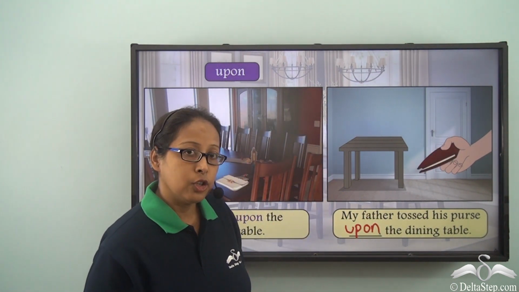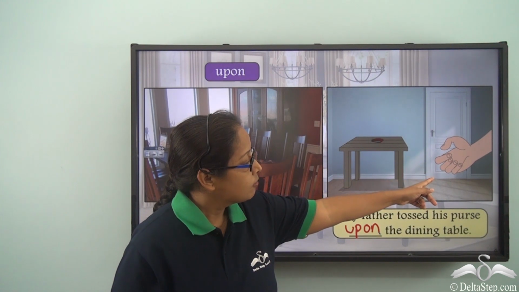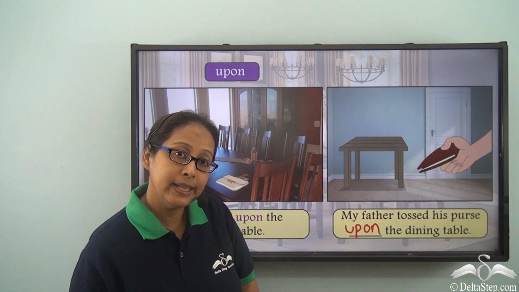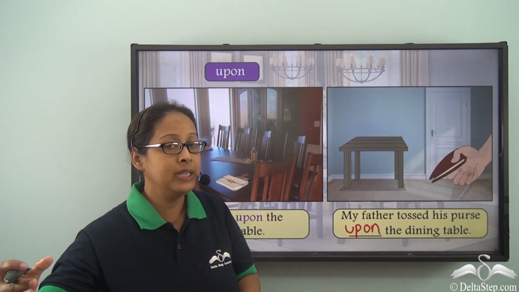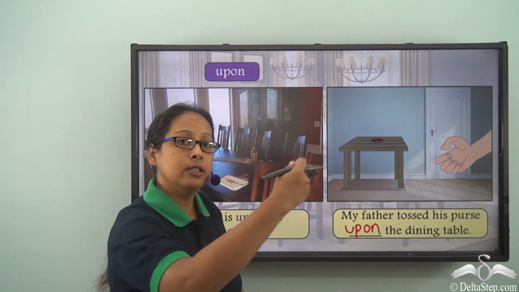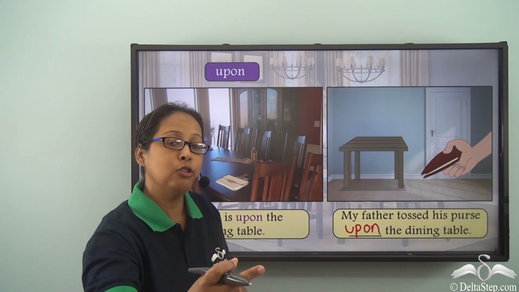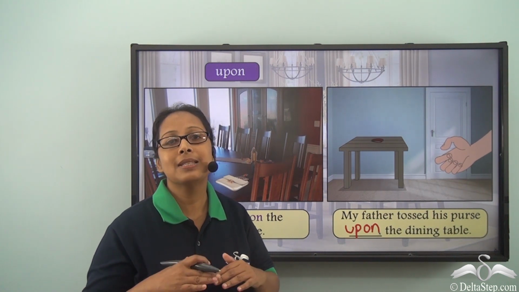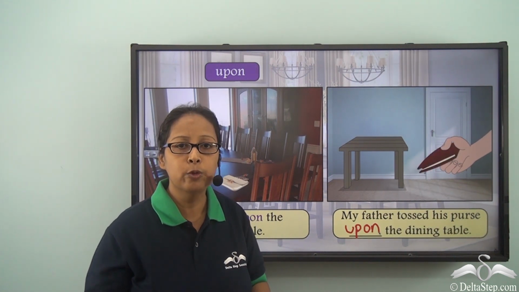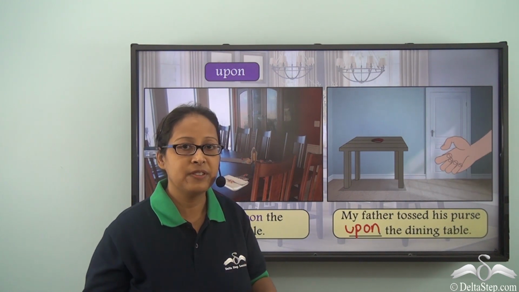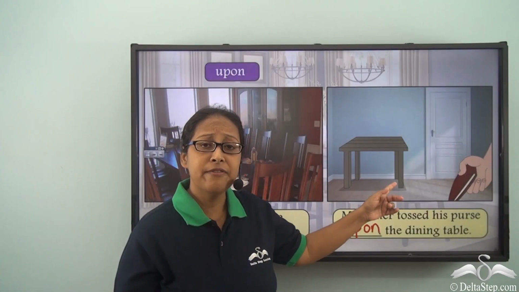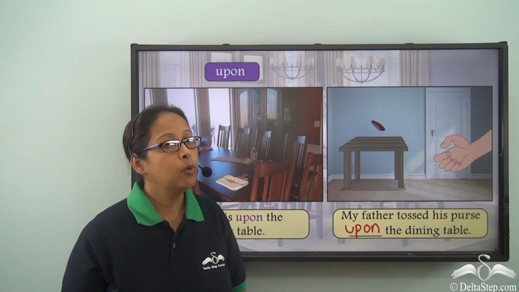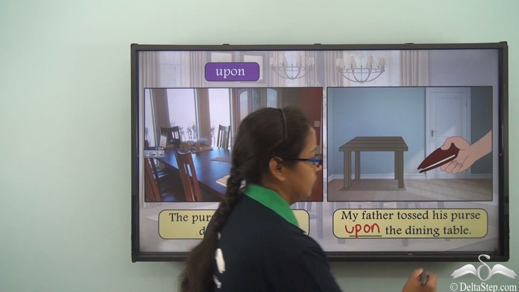Now let's see the picture. We can see that father is tossing the purse. He's tossing it on the dining table. So there's a movement involved from the hand to the dining table. There's some amount of movement. When we use the preposition upon, we mean that something is simply kept on the table. There is no movement involved. It is just on top of something. But we can see very clearly in this picture that there's a movement involved. Therefore, we cannot use upon.